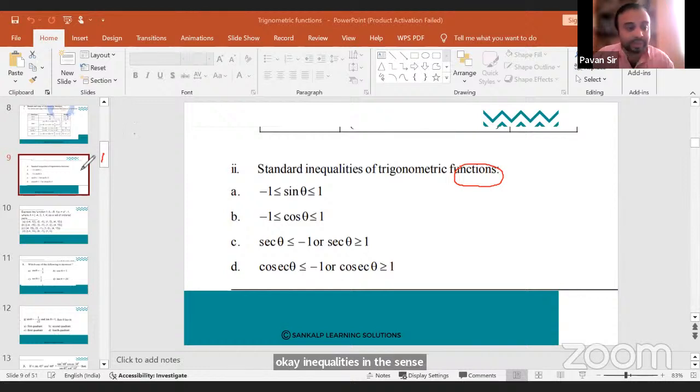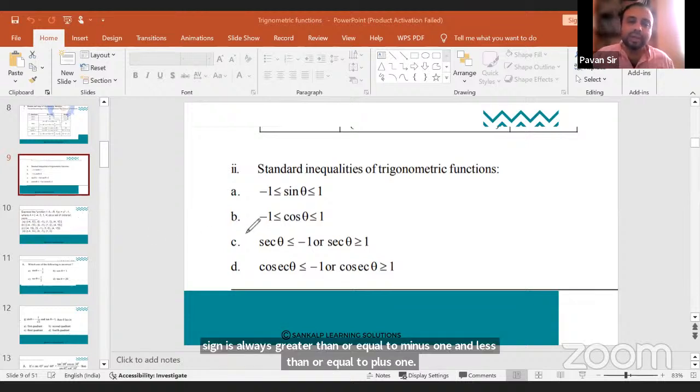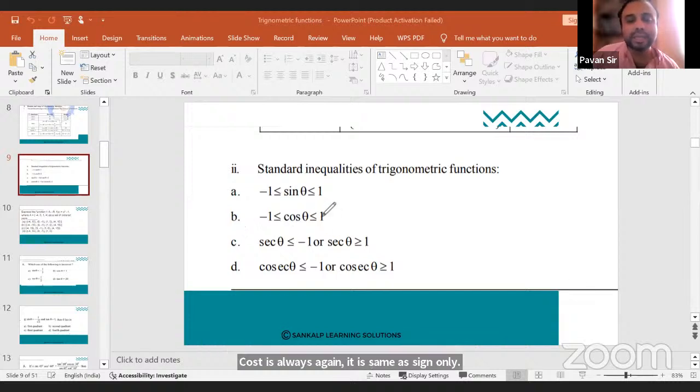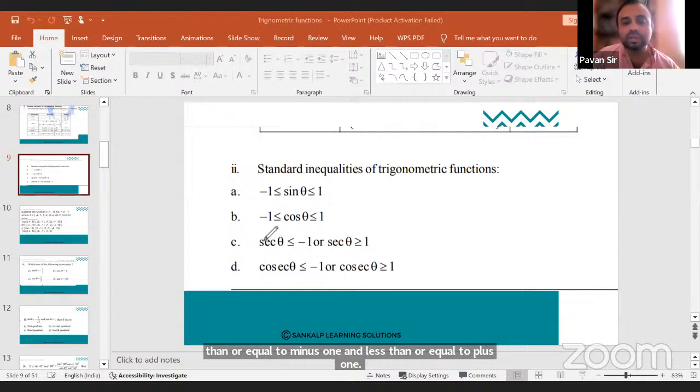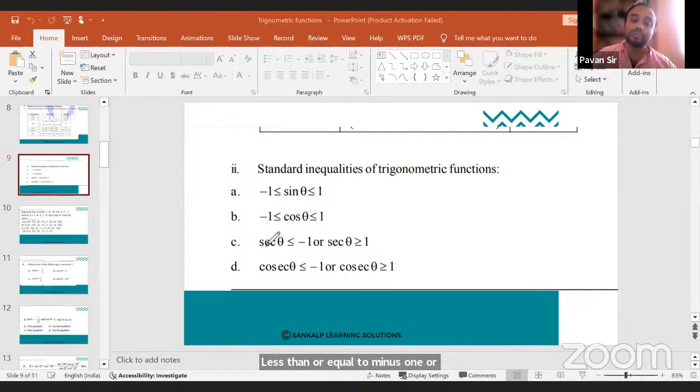The first one is that sine is always greater than or equal to -1 and less than or equal to +1. Cos is again the same as sine, greater than or equal to -1 and less than or equal to +1. Sec theta is less than or equal to -1 or greater than or equal to +1. Cosec is also the same as sec. So these are the standard inequalities with respect to the trigonometric functions. Now let me try to solve some standard examples on this.